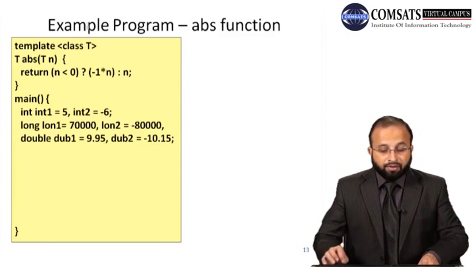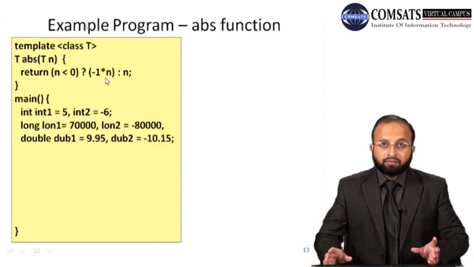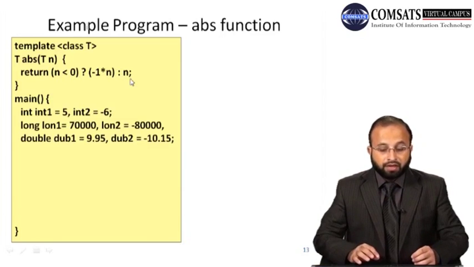So जो भी पैरामीटर की टाइप होगी, फंक्शन कॉल करेंगे, जो भी पैरामीटर की टाइप होगी उसी टाइप का पैरामीटर ये फंक्शन रिटर्न भी करेगा. Now in the return statement we have a conditional operator, and we are checking if n is less than 0. If it is, it multiplies n with -1. So अगर वैल्यू n की माइनस में है it will become a positive value, and if it is greater than 0 then it returns n as it is.